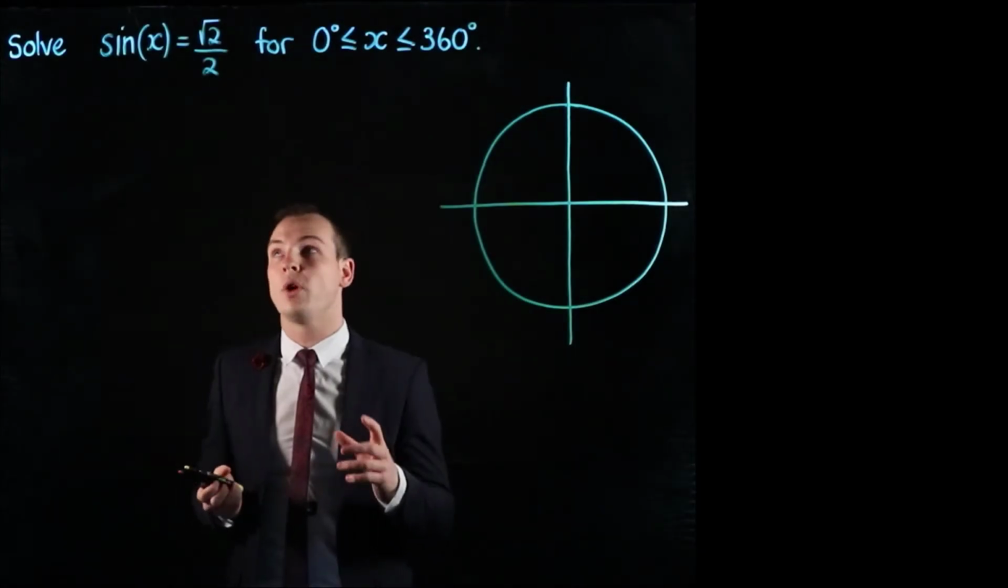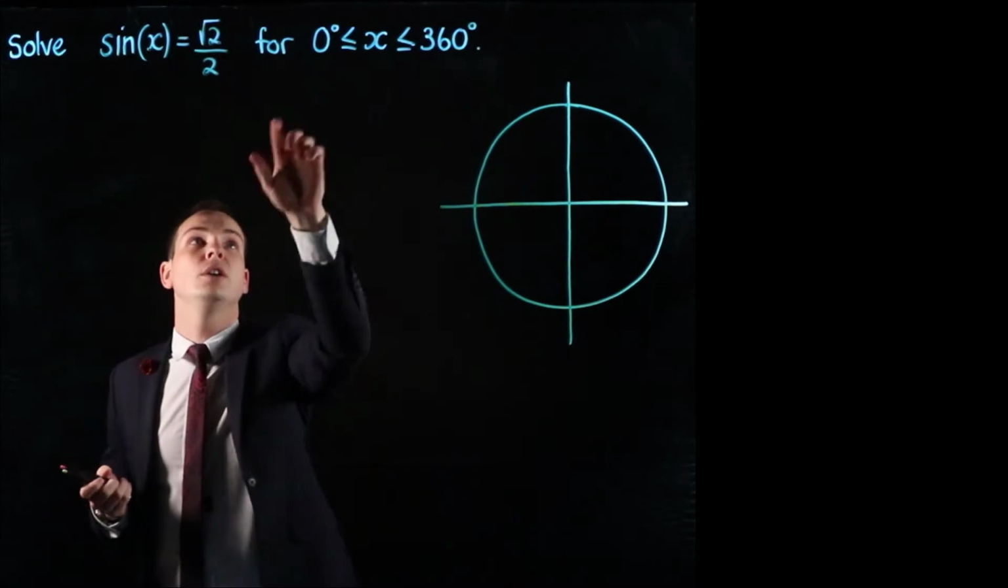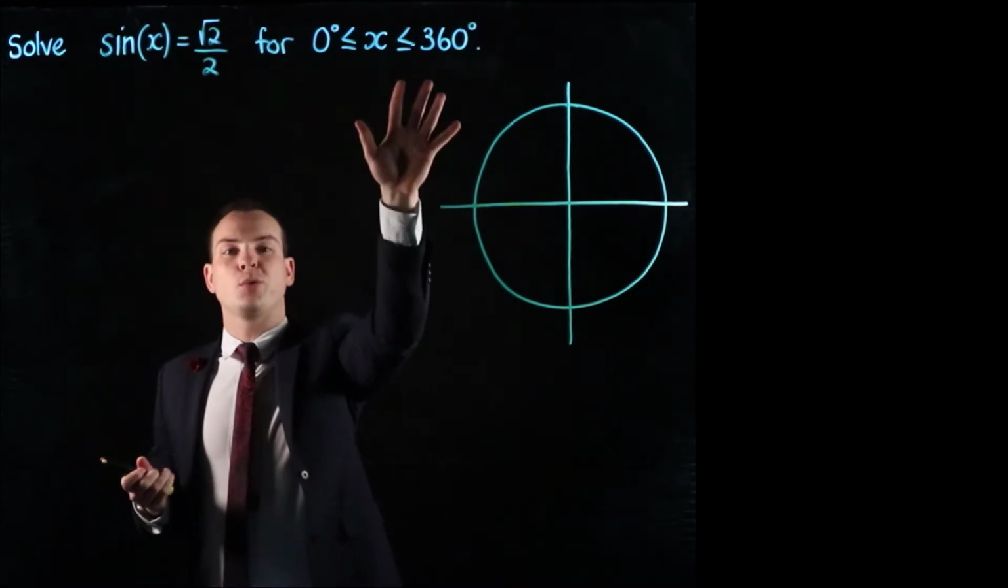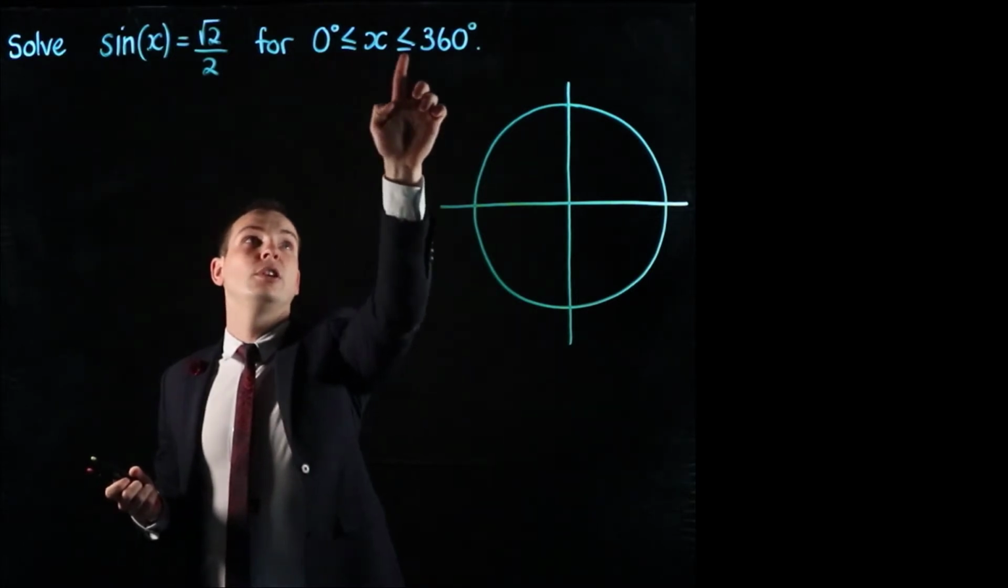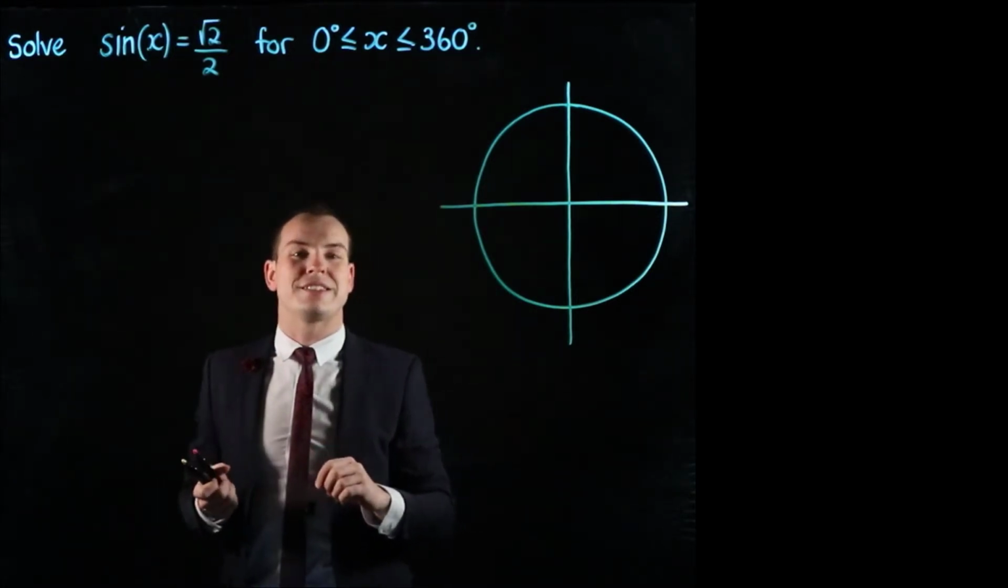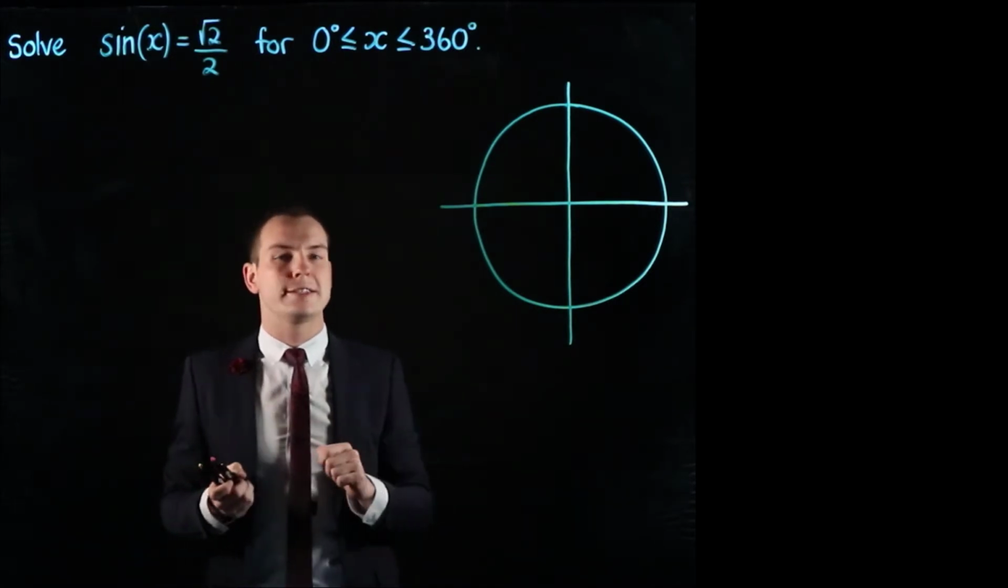In this video, we want to solve the equation sine of x equals root 2 divided by 2 for the domain, or the restriction on x, which is that x is greater than or equal to 0, but less than or equal to 360 degrees. So we're solving this equation in degrees.